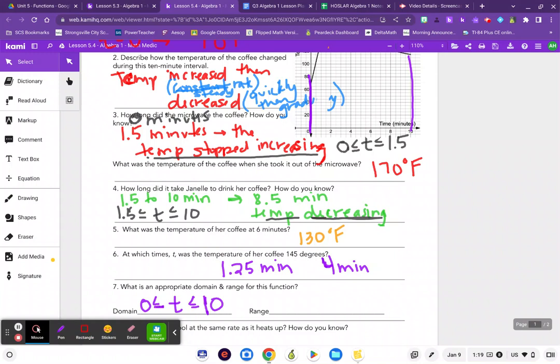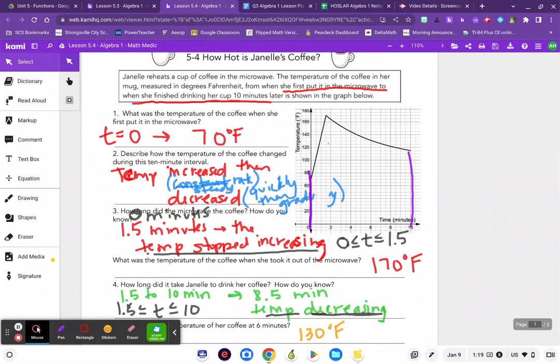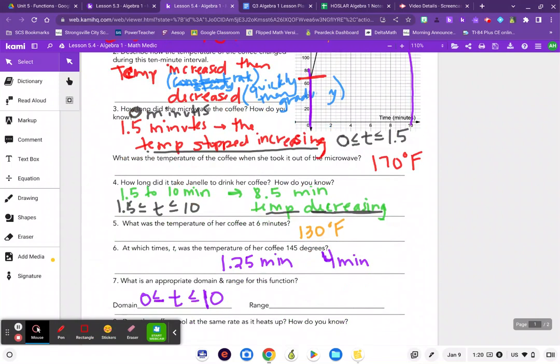And range are all the y values that get used. And so let me, I'll change colors here. Looks like the lowest y value that gets used is 70. That was the temp of the coffee before she puts it in the microwave. And the highest temperature is 170. So every y value between 70 and 170 gets used. And so my appropriate range would be that. It would be 70 less than or equal to y less than or equal to 170.